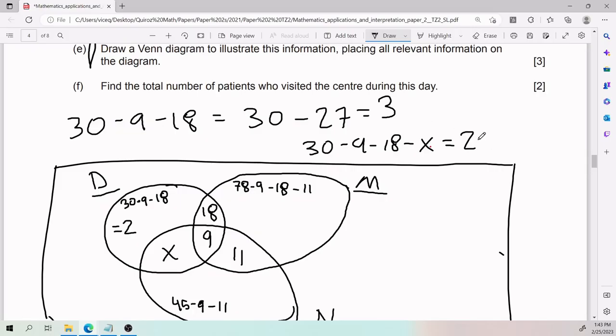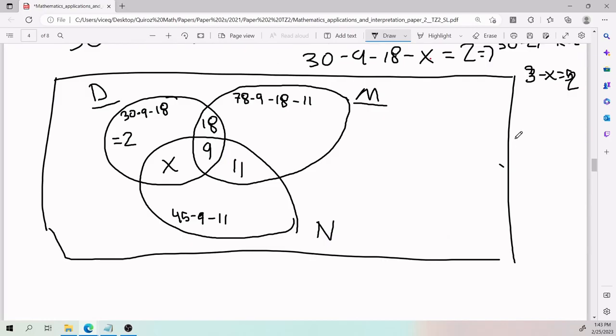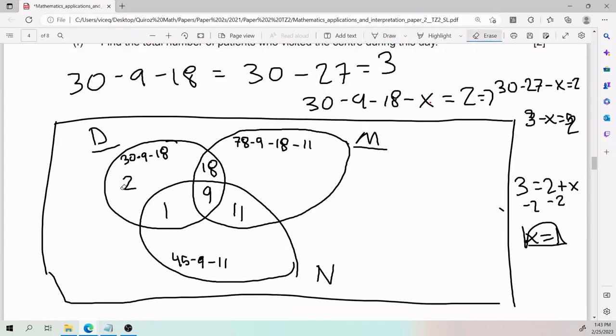Don't believe me? From here, we have 30 minus 27 minus x needs to equal 2. So 3 minus x equals 2. We add x to both sides, so we have 2 plus x. We subtract 2 from both sides, x equals 1. So this x here has to equal 1, and so this whole thing here has to equal 2. And that is the approach that you take for these kinds of things.